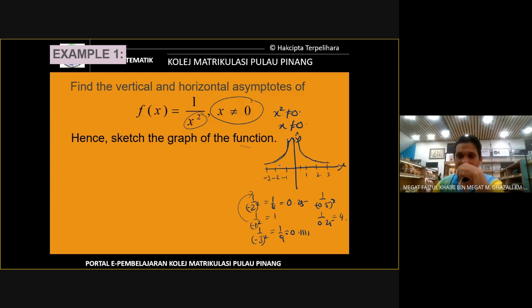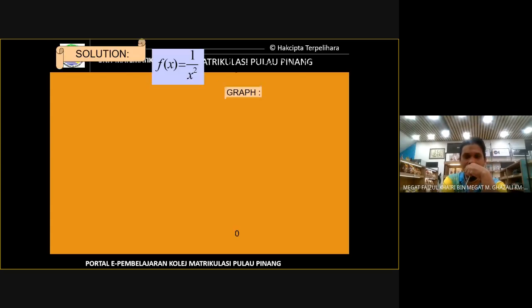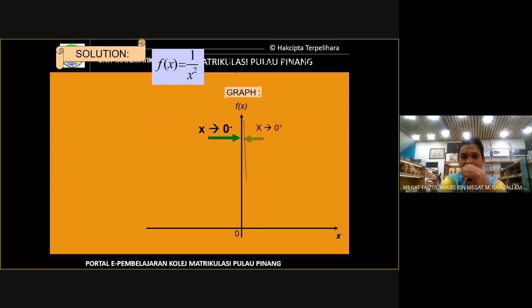Okay, when x approaches positive infinity from the left, the value of y is moving up, approaching positive infinity. So then x approaching 0 from left and right, the graph is moving up.